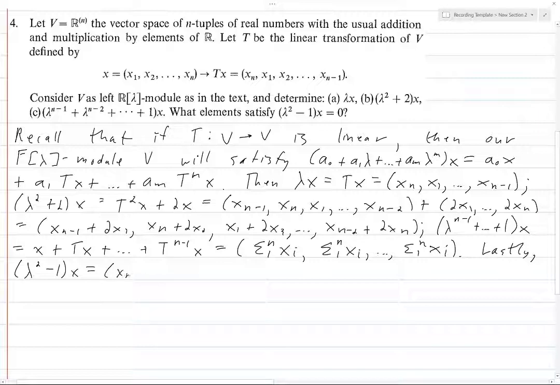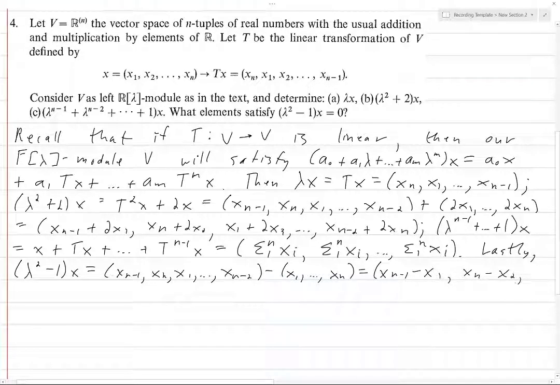So this is going to be the vector with entries x_{n−1}, x_n, x_1, all the way up through x_{n−2}, minus x_1 through x_n. So here we have x_{n−1} minus x_1, x_n minus x_2, x_1 minus x_3, all the way up through x_{n−2} minus x_n.